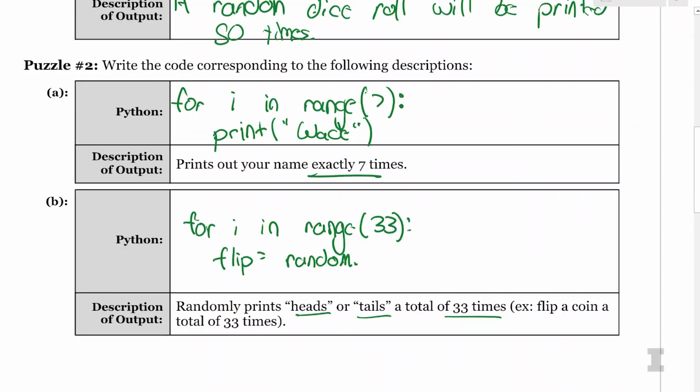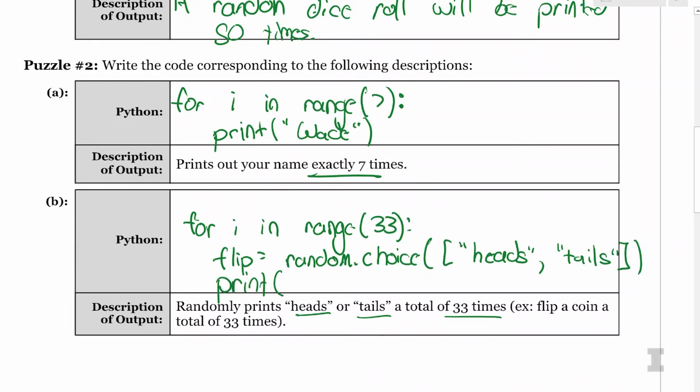But here we don't want to use random.randint. Instead, we want to make a choice between a list of things. So we're going to use random.choice here. Okay, so flip is equal to random.choice, and our choices are between a list that includes the string heads and the string tails. Closing off the list, closing off the parentheses, and now still indented because we want to make sure the flip happens 33 times and the print statement happens 33 times. So I've got 2 lines indented.